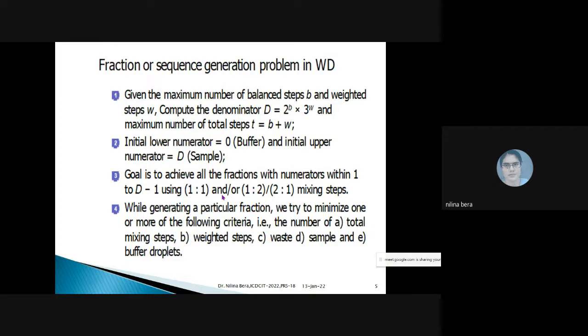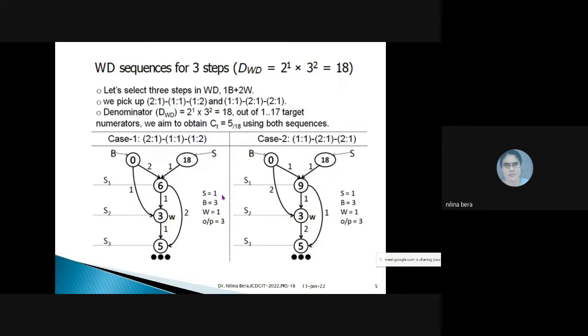So in this way, let's see. We have two mixing sequences. First we have one weighted step, 2 is to 1, followed by a balance step, and the last, third step is another weighted step, 1 is to 2. This way our denominator is 2 to the power 1 into 3 to the power 2. The 2 comes from the 1 is to 1 balance step, that is 1 plus 1, and the 3 comes from the weighted steps, 2 plus 1 or 1 plus 2, that means 3. So that's why I get 2 to the power 1 into 3 to the power 2, that is, the denominator is 18.